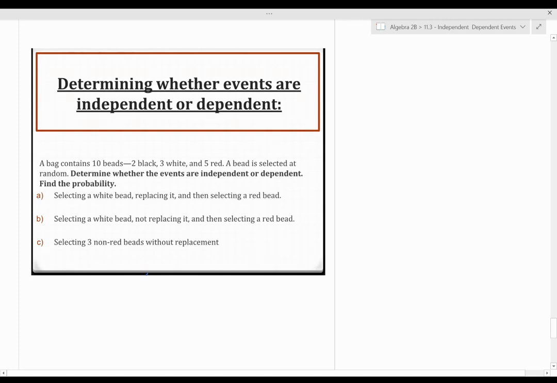Okay, and so this last problem, it talks about a bag containing beads, black, white, and red. And we want to know if they're independent or dependent. So A says selecting a white bead. We are then replacing it. So that tells me that this is going to be independent. And then getting a red bead. So the chance of first getting a white bead out of 10 beads, 3 of which it said are white. I put it back, so out of my second draw, there's still 10 beads, and I want a red one this time, and 5 of them were red. So that's going to get me 0.15.